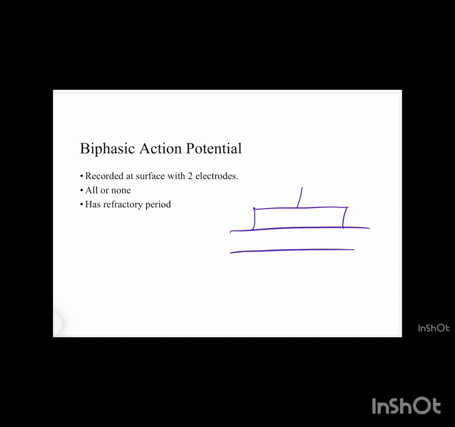Now in biphasic, why is it biphasic? Because it has one positive peak and one negative peak, because it is recorded at the surface with the help of two electrodes. So two peaks are produced. One is positive and one is negative. Hence it is called biphasic action potential.